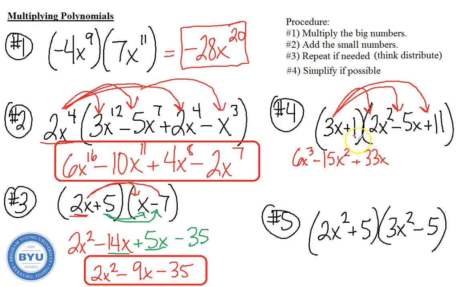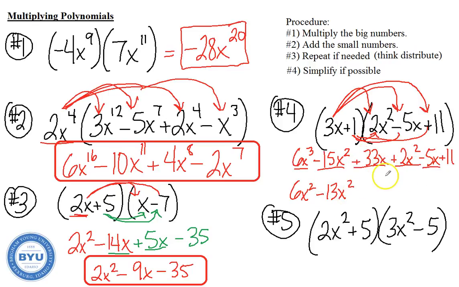Now let's take the 1 in. 1 times 2x squared would just be 2x squared. 1 times negative 5 is negative 5x. And 1 times 11 is plus 11. I think there is some simplifying here. Nothing combines with this, but we do have some x squareds that combine. Negative 15 plus 2 would be negative 13x squared. And these x's combine as well. Plus 33 minus 5 would be plus 28x plus 11.